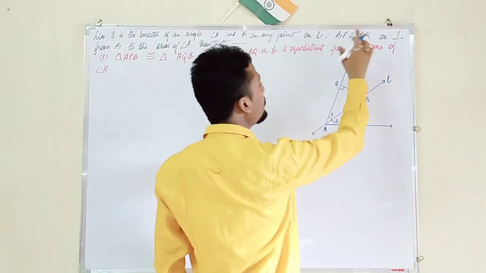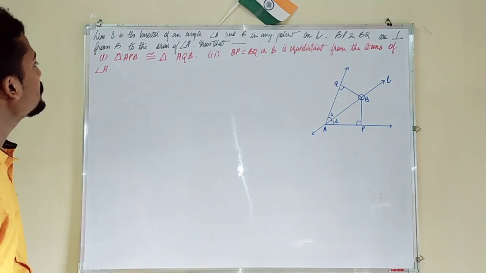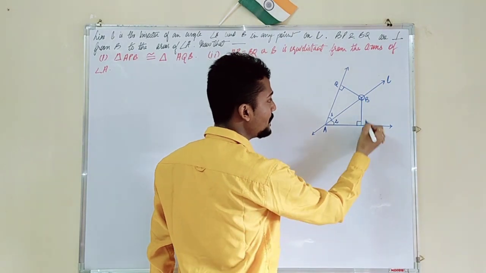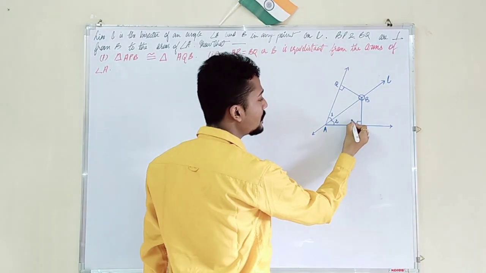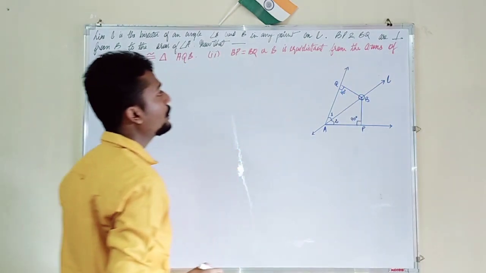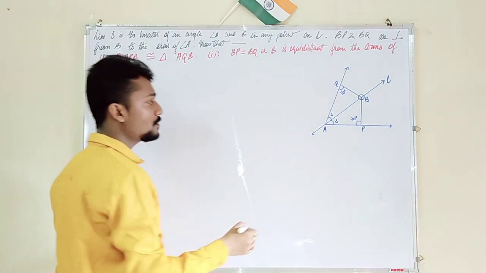Now BP and BQ are perpendicular from B to the arms of the angle A. That means BP and BQ are perpendicular. This is 90 degrees, this is 90 degrees. Both are perpendicular from the point B to the arms of angle A.